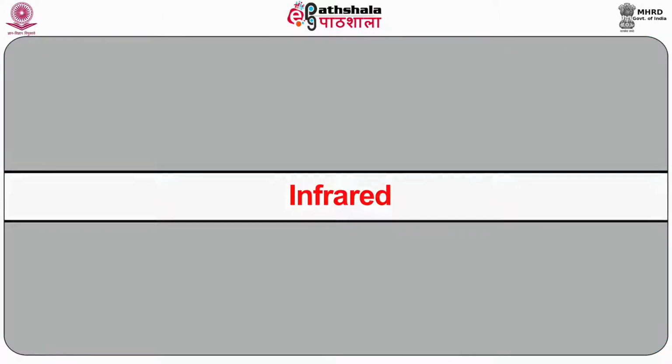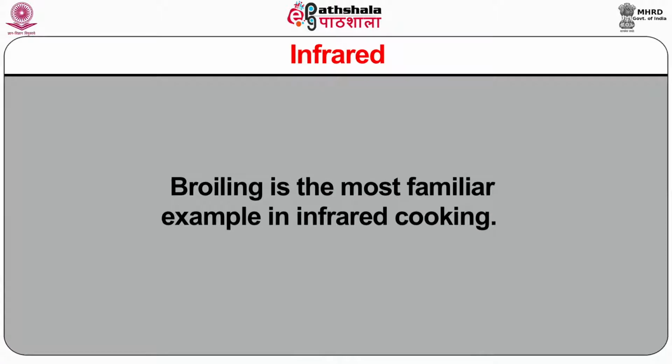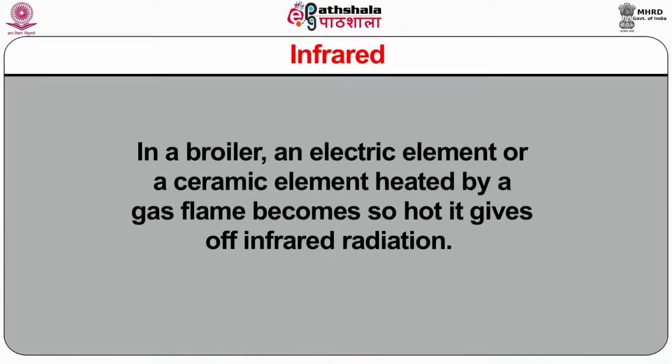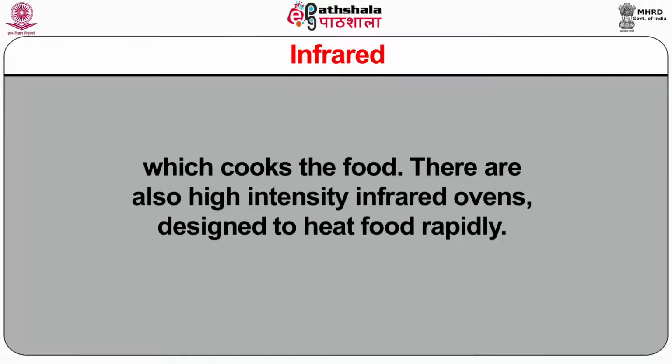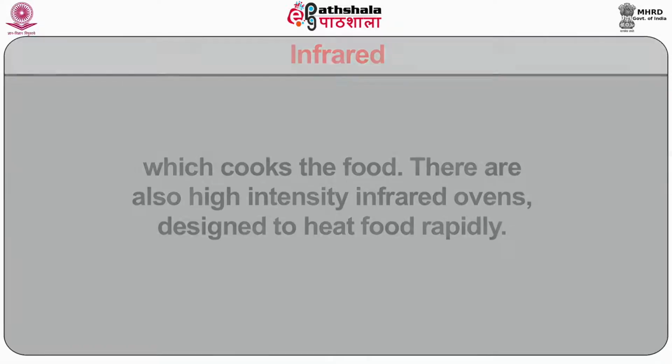Infrared. Broiling is the most familiar example in infrared cooking. In a broiler, an electric element or a ceramic element heated by a gas flame becomes so hot it gives off infrared radiation, which cooks the food. There are also high-intensity infrared ovens designed to heat food rapidly.